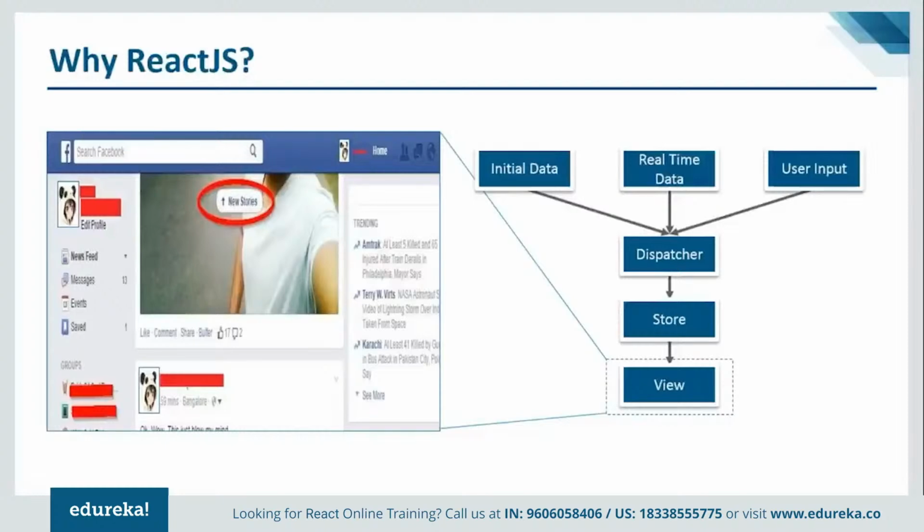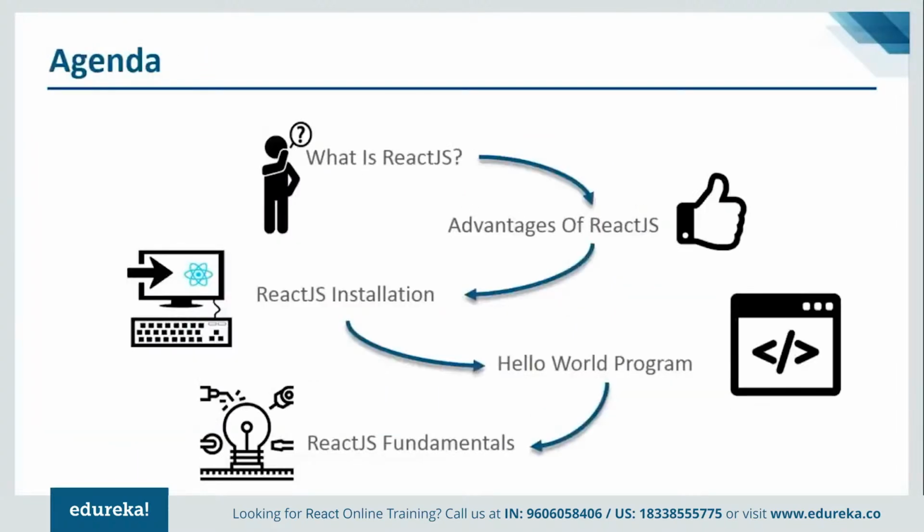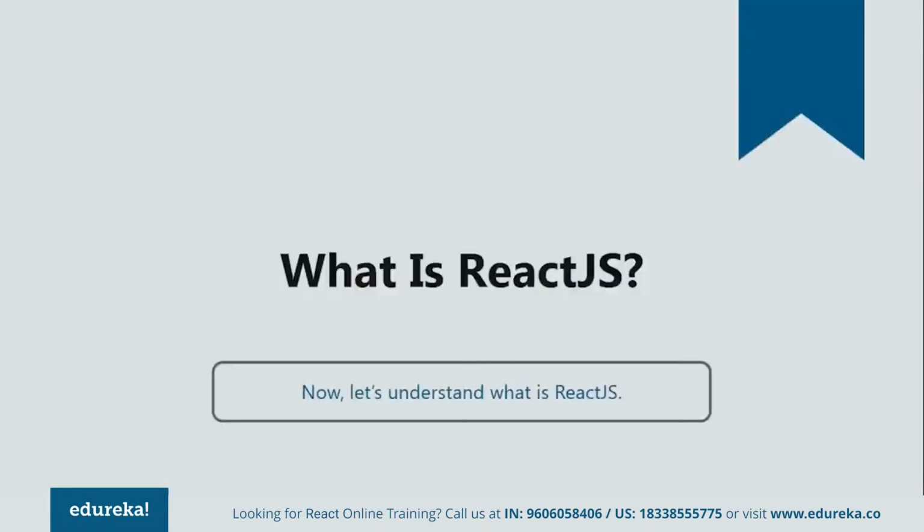So now that you have understood why we use React.js, let's proceed with our tutorial. Before we start off, let's take a quick look at today's agenda. Today, we'll first understand what exactly ReactJS is, and then we'll find out some of its major advantages. Then I'll show you how to install ReactJS on your systems. Once we are done with the installation, we'll start coding with ReactJS by taking up a simple Hello World program. Then we'll jump onto the various fundamental concepts behind ReactJS. So without any delay, let's take up our very first topic, that is, what is ReactJS?